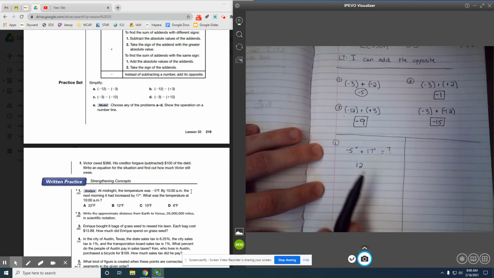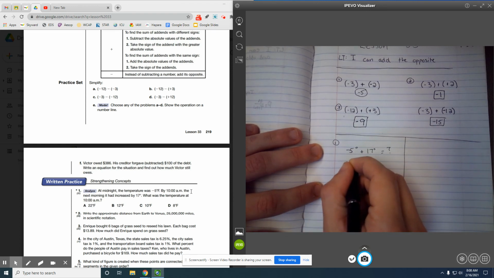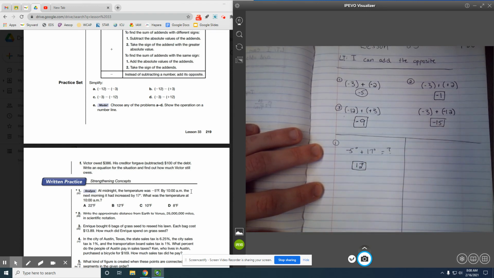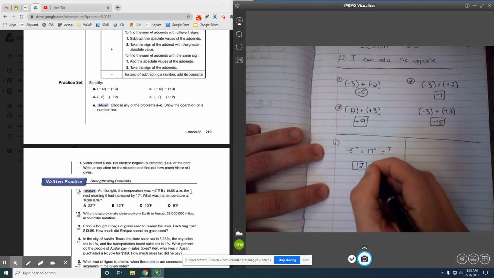And then again, we ask ourselves, what's larger, the positive or the negative? The positive is larger in this one, so our answer stays positive. So we grew to 12 degrees Fahrenheit, or B.